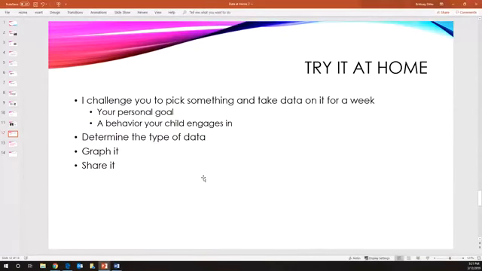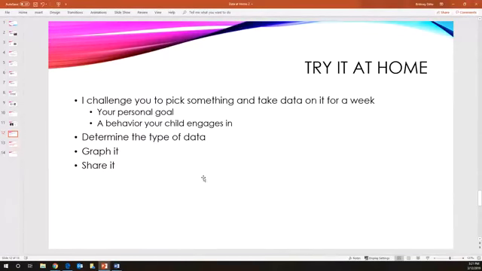So I'm challenging my viewers today to try and take some data at home. Do it on whatever you want. If it's something that you want to take on yourself, that's awesome. If you want to take it on your child, that's great too. So what I want to see you guys do is determine the type of data that you want to take. Are you going to take frequency? Are you going to take ABC data, latency, duration? And then graph it and see if you have any changes in those behaviors.